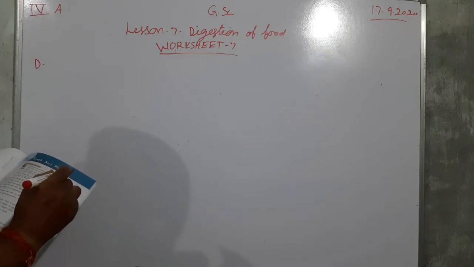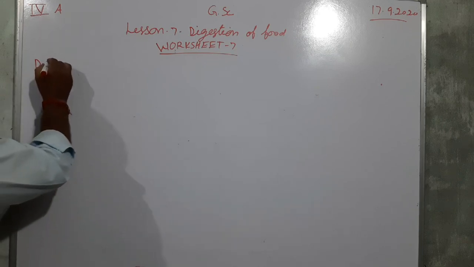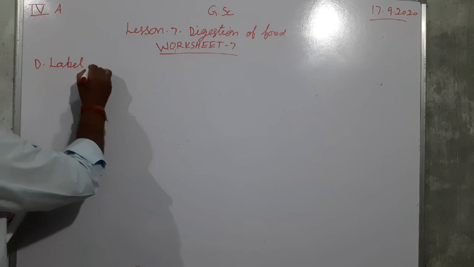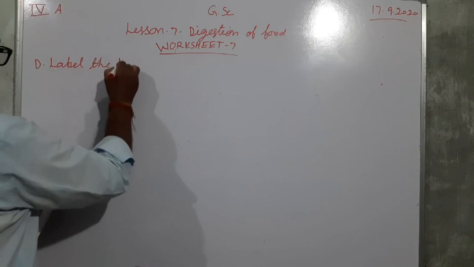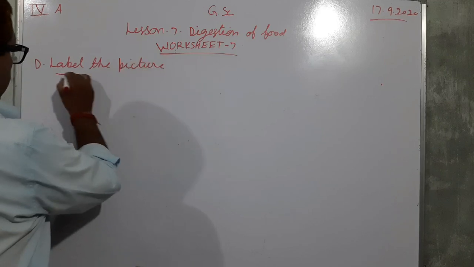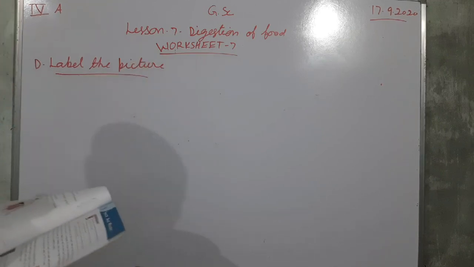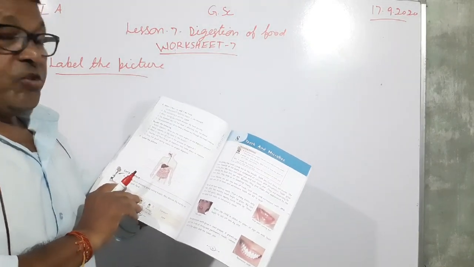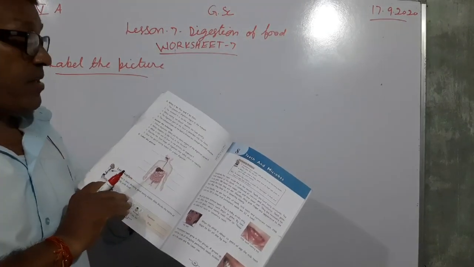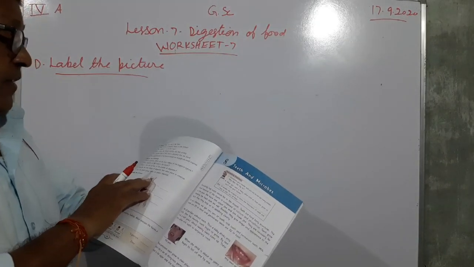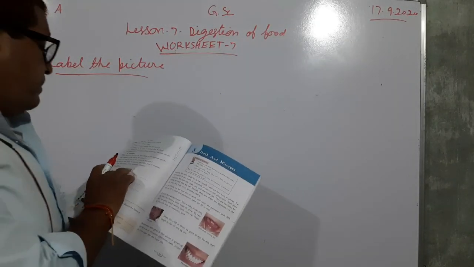Label the picture. One diagram is given, picture is given. This picture is about the digestive system. You have to write the names. So first, you see here.